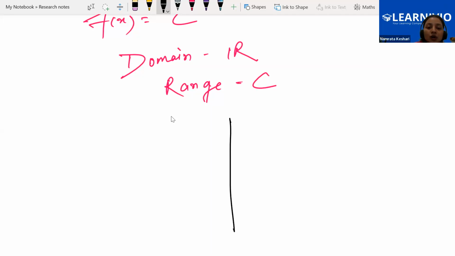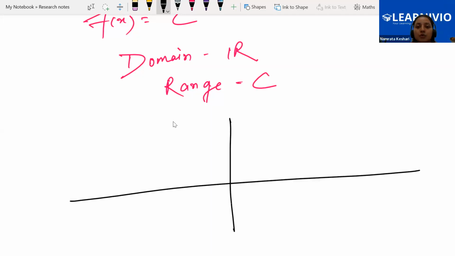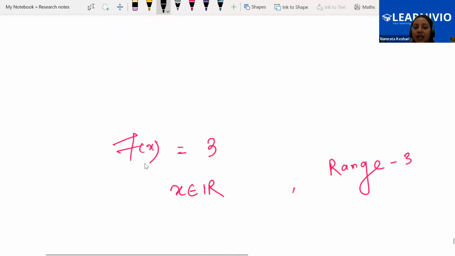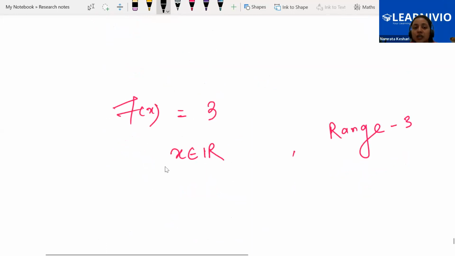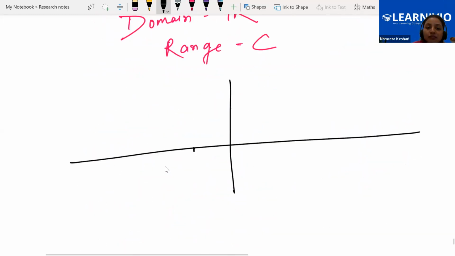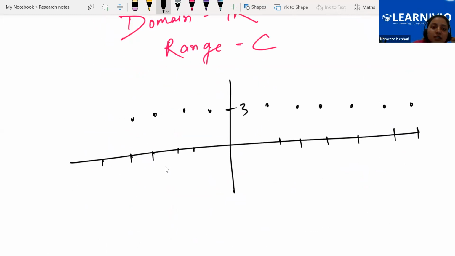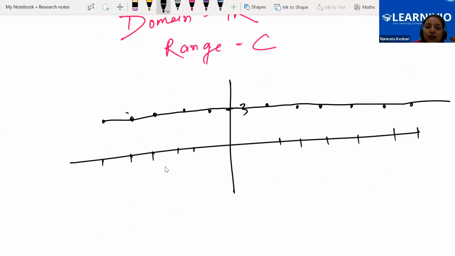The constant function graph: suppose this example we have taken, f of x equals 3. Whatever the x value, y is 3 only. Whether x is 1, 2, 3, or 4, y is 3 only. If you join them, this is how your graph will look. Any confusion?